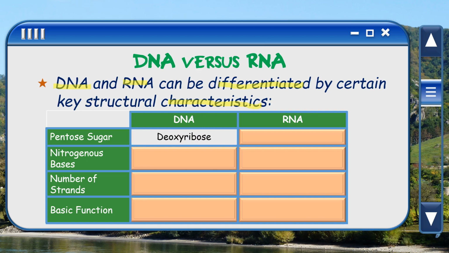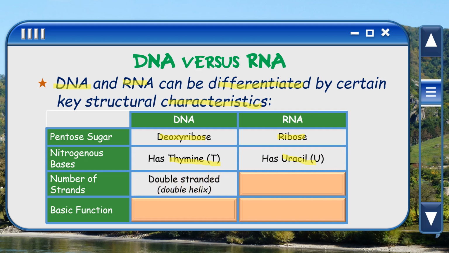We shall start with the pentose sugar. DNA is made up of deoxyribose sugar, whereas RNA is made up of a ribose sugar. Now when it comes to the nitrogenous bases, DNA has thymine, whereas RNA has uracil. When it comes to the number of strands, DNA has a double strand and RNA has a single strand.